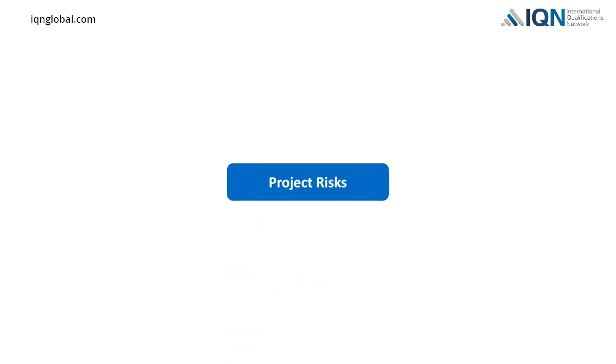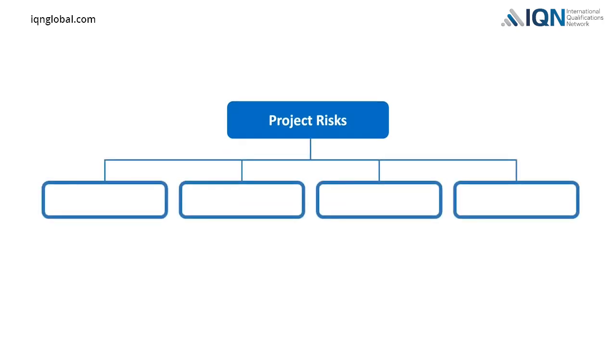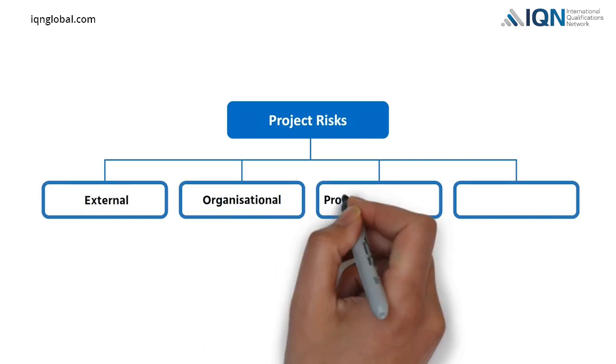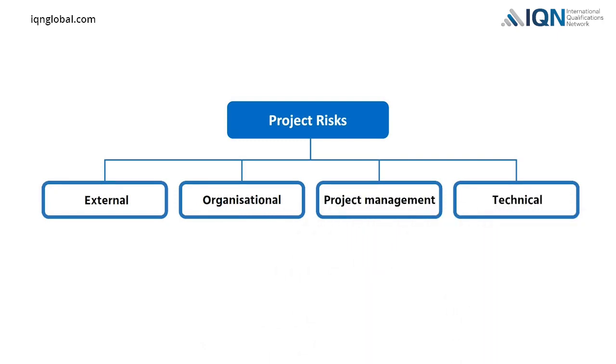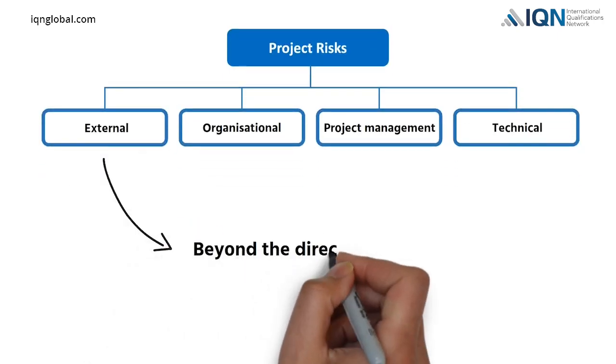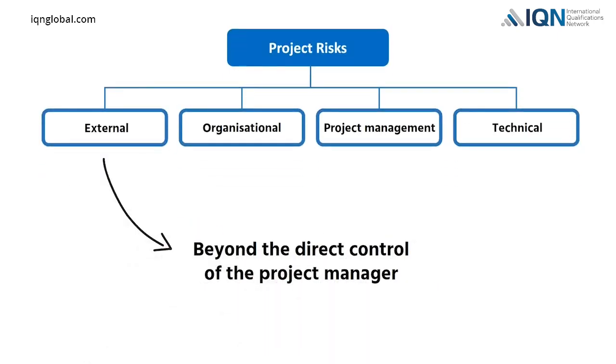Generally, project risks fall into four major categories: external risks, organizational risks, project management risks, and technical risks. External risks are beyond the direct control of the project manager.